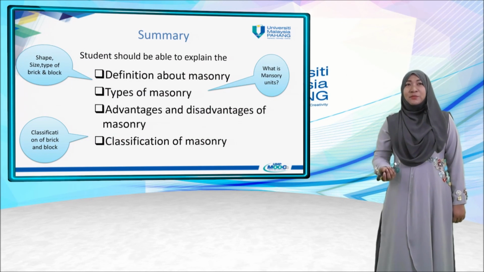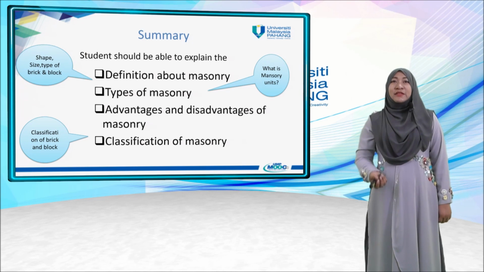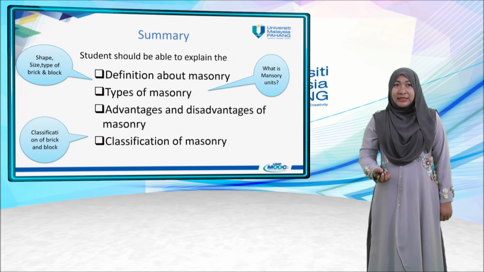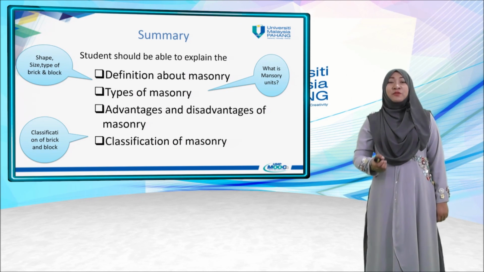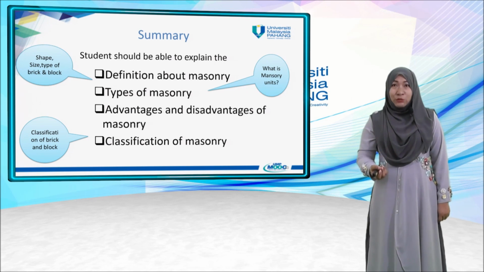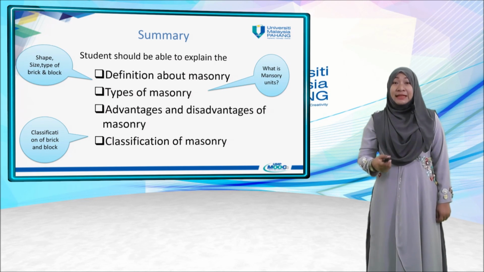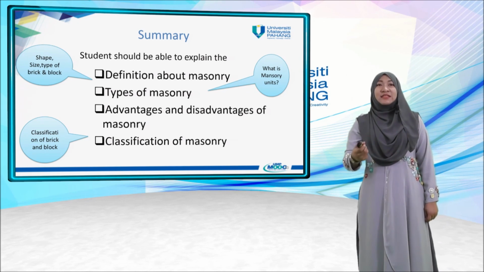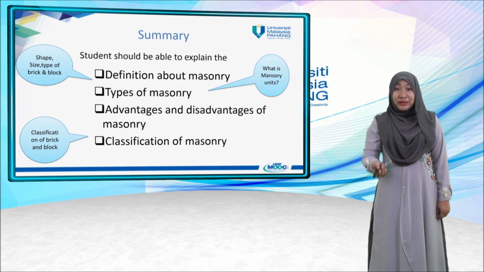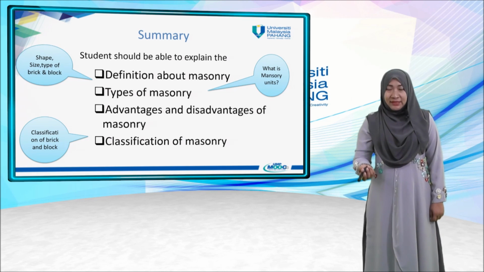Okay, next, summary of today. Students should be able to explain the definitions about masonry, shape, size, type of brick and block, and explain types of masonry. What are the masonry units? We have stone, brick and block, and the advantages and disadvantages of masonry. And the last one, students should be able to classify the masonry unit.